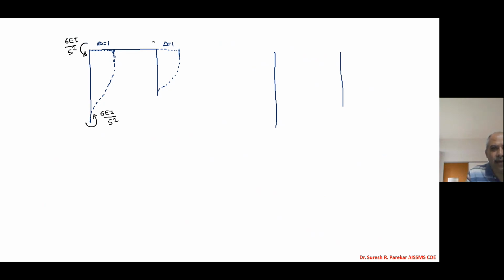Now here we have, at both places, anti-clockwise 6 EI upon 3 square. And here also we have 6 EI upon 3 square. Now here we have 6 EI upon 5 square. This is also 6 EI upon 5 square. So both are anti-clockwise, so clockwise moment will be developed. And this will be 12 EI upon 5 cube.